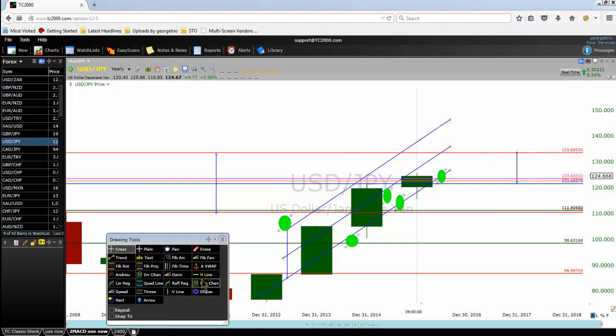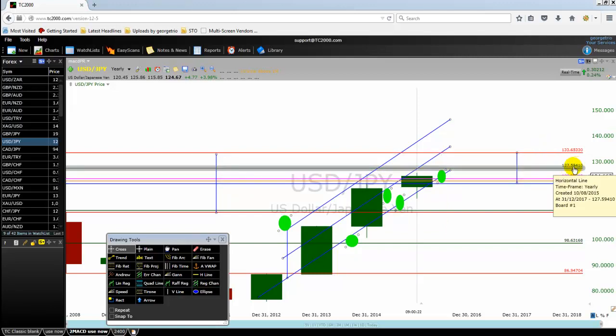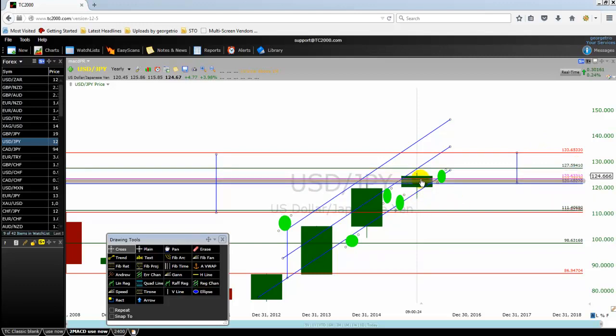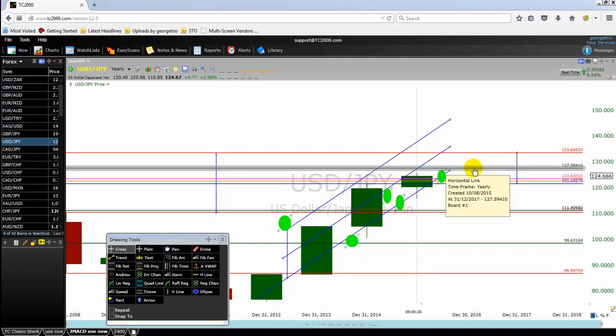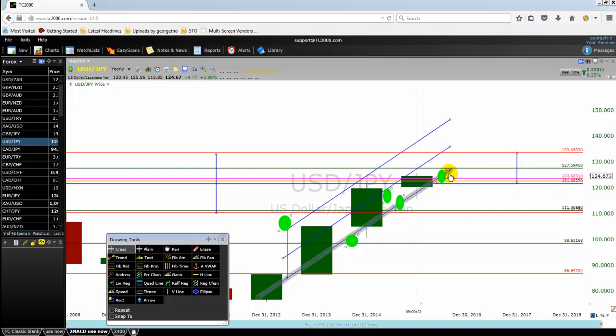Okay, and somewhere near the level of 12755, that's not the exact level, that's not the exact median line, but roughly around that zone, there is a median line for this smaller channel, which is 12755. If the dollar yen continues to go up and hits that level of 12755, it may go above it a little bit, only to return back below it.